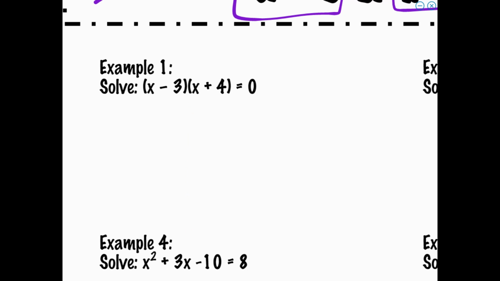So step 3 says what? What does step 3 say? Apply the zero product property. So to do that, that means either this parentheses is equal to 0, or this parentheses is equal to 0. One of those things has to be true for the zero product property to work, for it to equal 0.